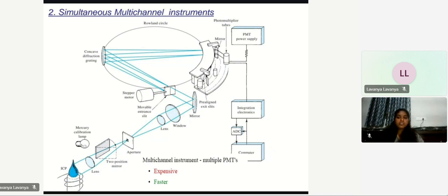So, in atomic absorption spectroscopy, we require many sources for the detection of different atoms.